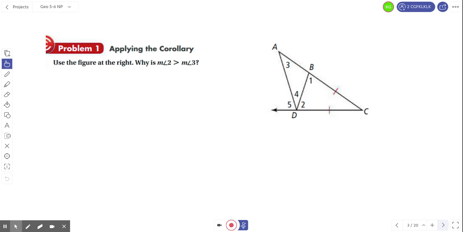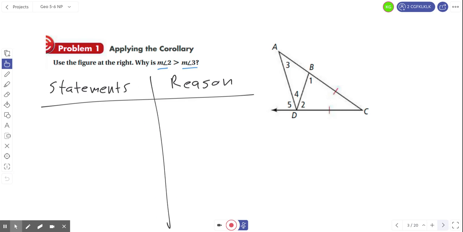So let's apply the corollary. In the figure at the right, what they want us to prove is that measure of angle 2 is greater than measure of angle 3. And there's a couple steps to this. So I'll go through it in a 2-column proof here. I'll give my statements and my reasons. Make sure that you take your time and understand this. This one has a few steps to it. So pause the video, think about it, make sure it makes sense to you.